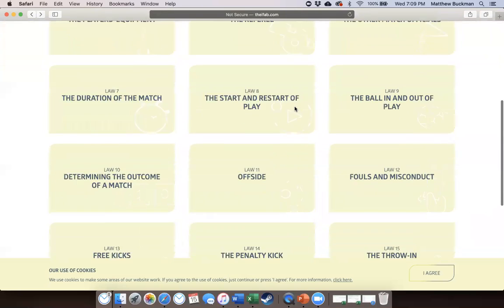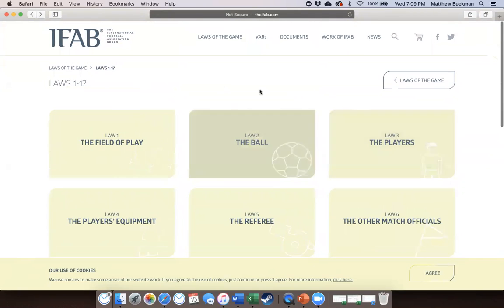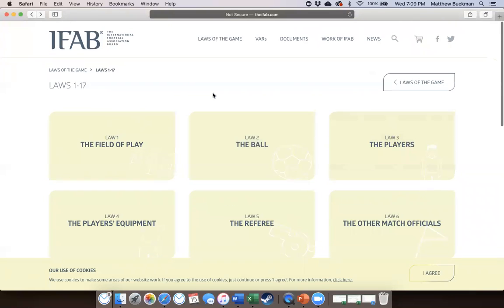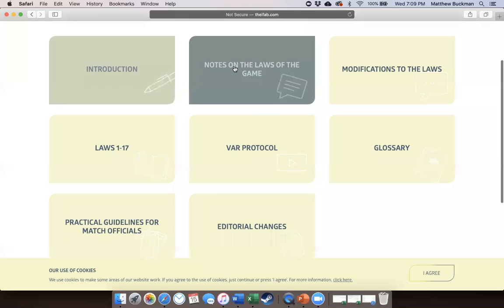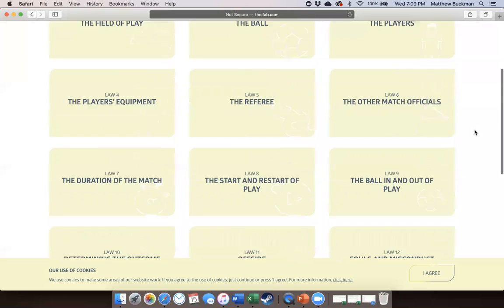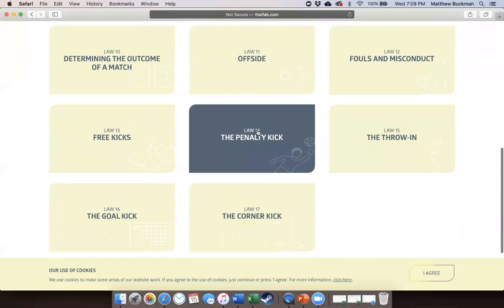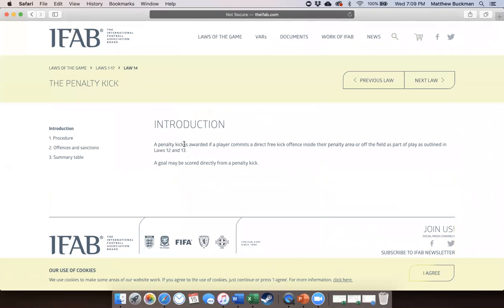So again, getting back to some of our laws, and for anybody who's curious, this is the IFAB website. This is a very nice and easy way to review the laws of the game. If you go back to the very beginning here, you've got introduction, notes on the laws, and then the laws right here. And then once you click there, you jump right into the 17 laws. So we're going to go back to penalty kick and remind ourselves again, a penalty kick is awarded if a player commits a direct free kick offense inside their own penalty area. So we're going to talk about the procedure.